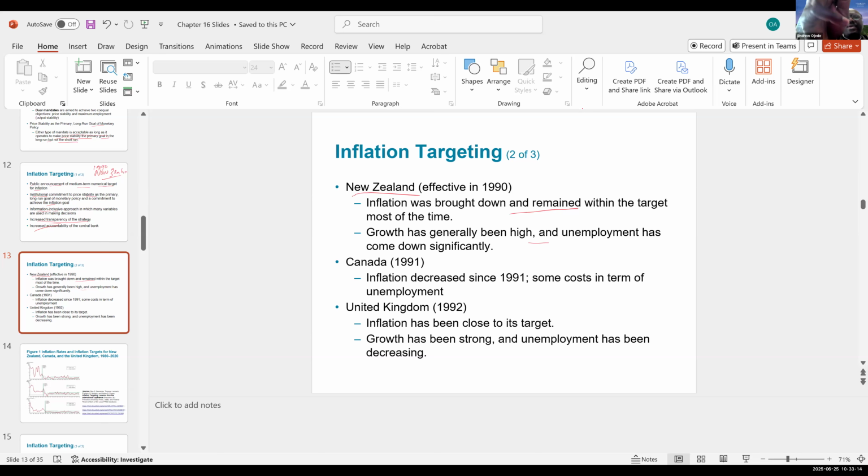The Bank of Canada, which is the central bank of Canada, followed suit and adopted the inflation target in 1991. Inflation decreased in Canada too. There was some cost in terms of high unemployment, because of what I talked about. There's always a trade-off. If you put too much emphasis on controlling inflation, that means you'll be raising interest rates. That might mean higher unemployment or low output. And then the United Kingdom started implementing inflation targeting in 1992. Inflation has been close to its target. Growth has been strong in the UK since they started in the 90s, and unemployment came down.